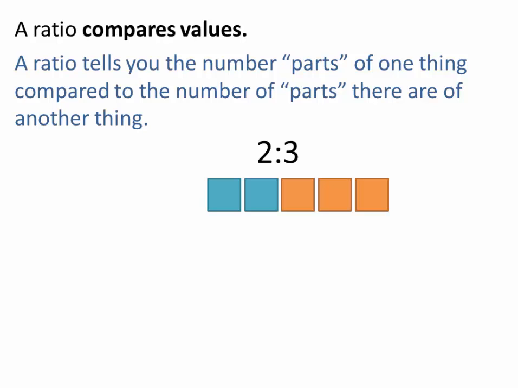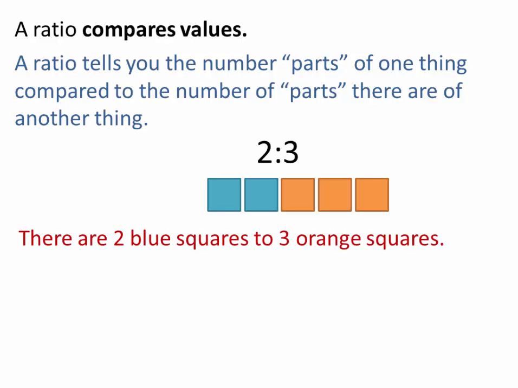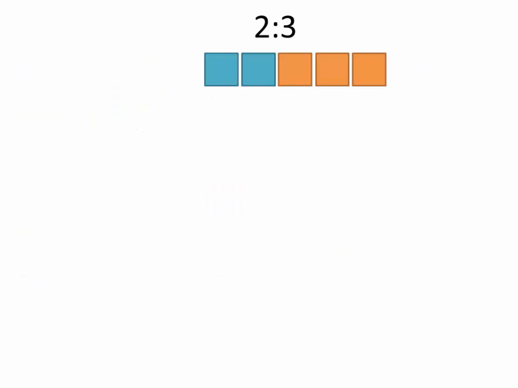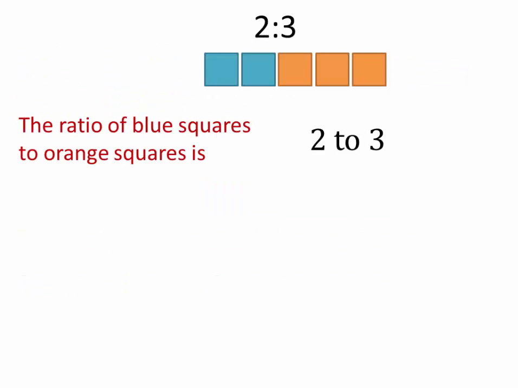Here the ratio is 2:3. There are 2 blue squares to 3 orange squares. 2 parts are blue and 3 parts are orange. The way we say it is the ratio of blue squares to orange squares is 2 to 3, but it's written 2:3.